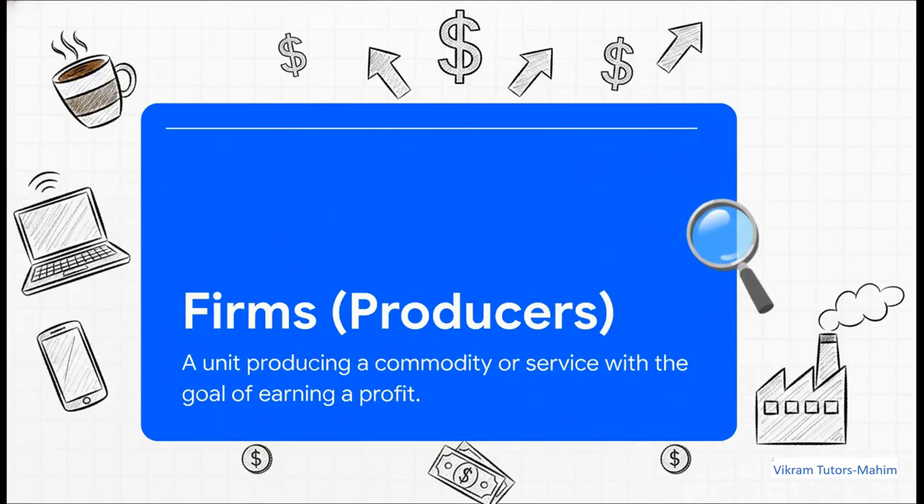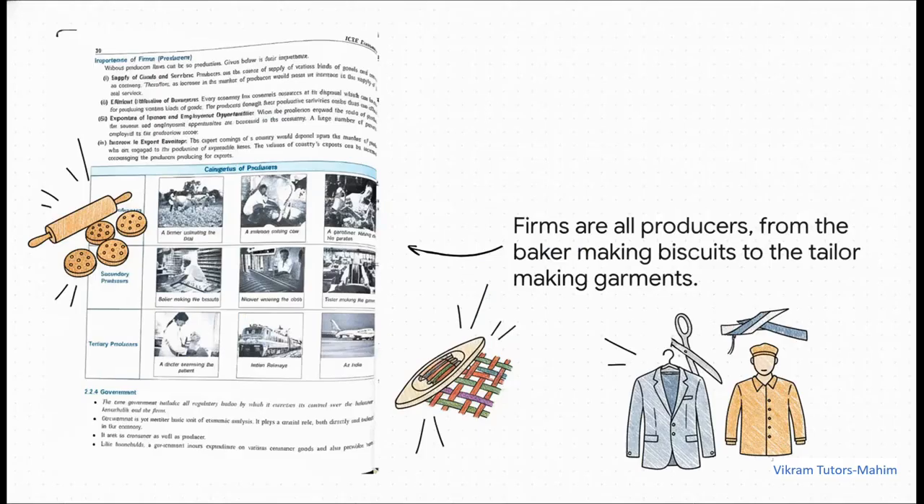And our co-star, that would be the firm, or what you can just think of as the producer. These are the characters who make literally everything we use and buy, from the coffee we drink in the morning to the apps on our phones. And what's their main motivation? Earning a profit. And look, firms aren't just these huge, faceless corporations. A firm could be your local baker making fresh biscuits, it could be a weaver creating fabric, or a tailor down the street making a custom suit. They are all producers, and they're all absolutely key members of our cast.